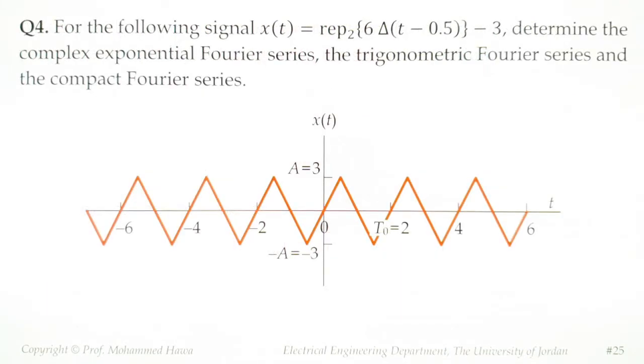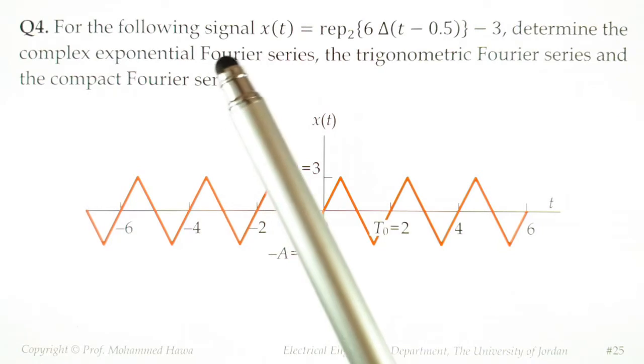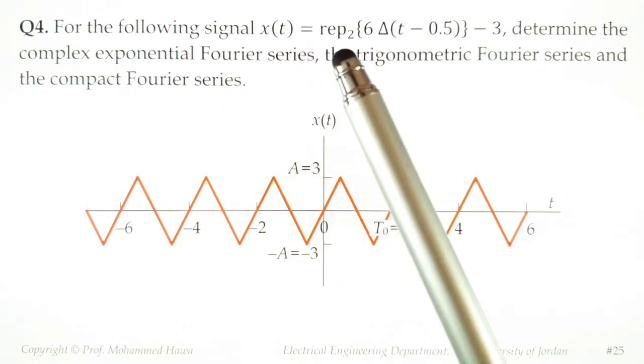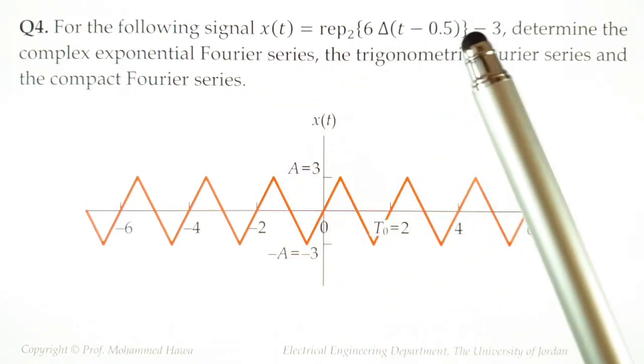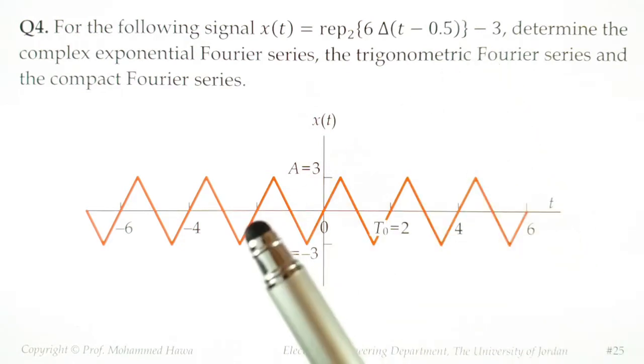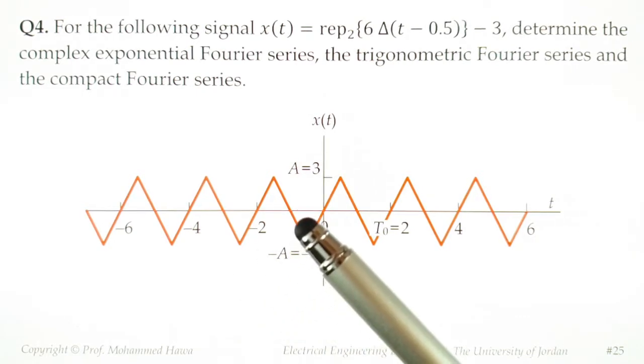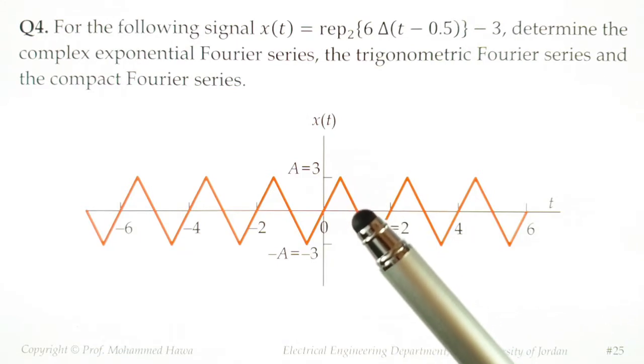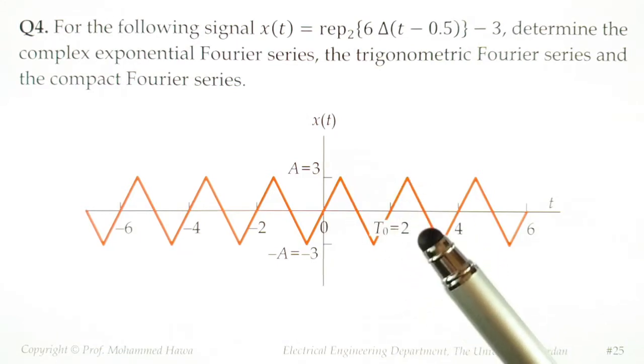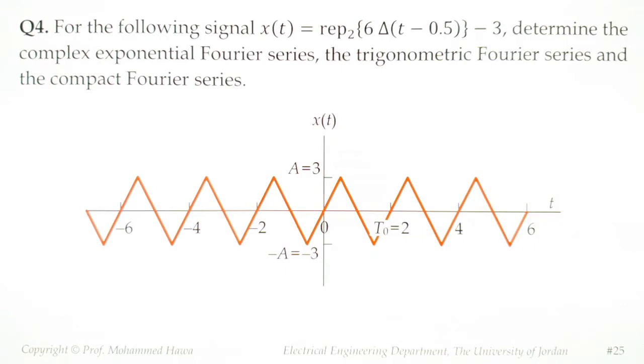Now let me give you a homework to practice. For this x of t, repeat every 2, 6 delta t minus 0.5 minus 3. First, verify that the signal looks like this, which is a repeated triangular signal. But this time, it's not only positive values. This repeated triangular signal has sometimes positive values, sometimes negative values, because of the shift that I have here.